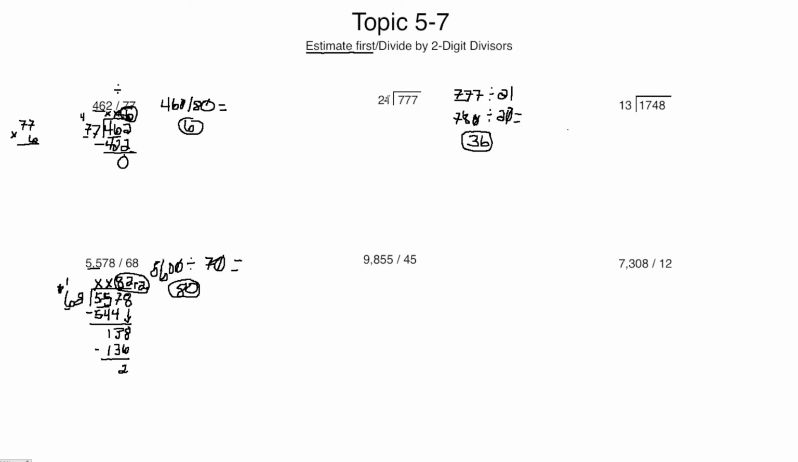So now in the actual one, 21 can't go into 7. We'll put an X above the 7 in the hundreds place. Can 21 go into 77? Yes. How many times can 2 go into 7? Well, 4 times 2 is 8. That's too big. 3 times 2 is 6. So we'll use a 3.